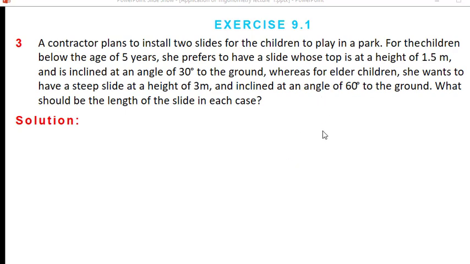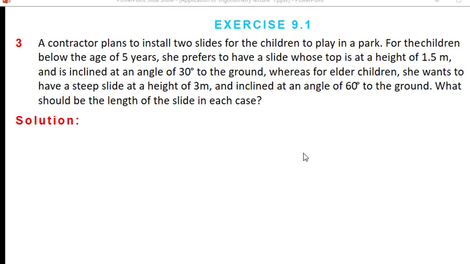A contractor plans to install 2 slides for the children to play in the park. For the children below the age of 5 years, she prefers to have a slide whose top is at a height of 1.5 meters and is inclined at an angle of 30 degrees to the ground, whereas for elder children, she wanted to have steep slides at a height of 3 meters and inclined at an angle of 60 degrees to the ground. What should be the length of the slide in each case? We have to find what is the length of the slide in each case.